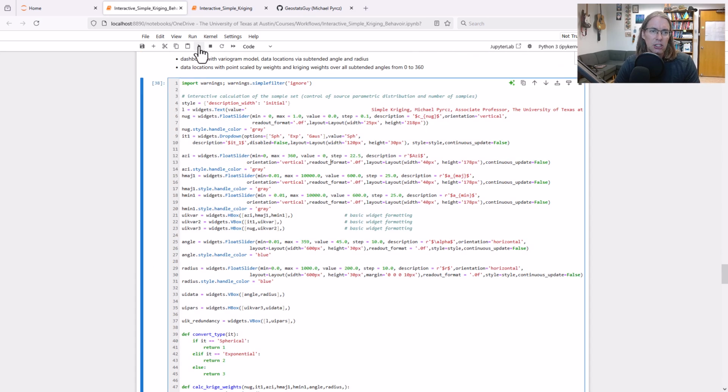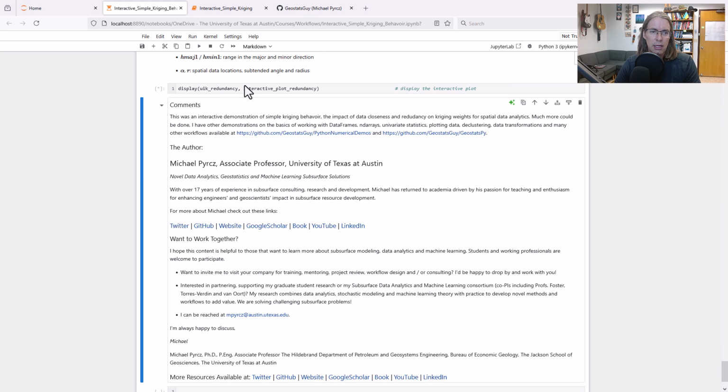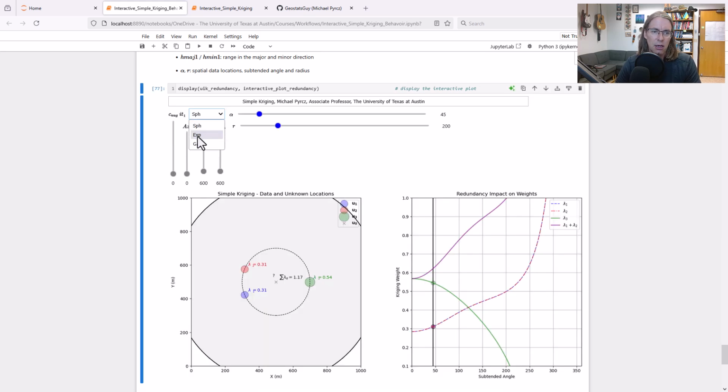And then I generated another one of these dashboards, and this demonstrates the concept of redundancy. What we're going to do is take these 2 data points right here and move them very close to each other. We can move them all the way until they're right on top of each other. And at this point, they have a weight of 0.28 each.